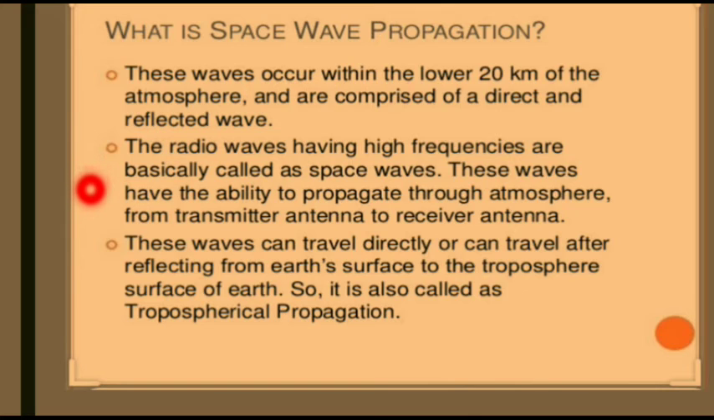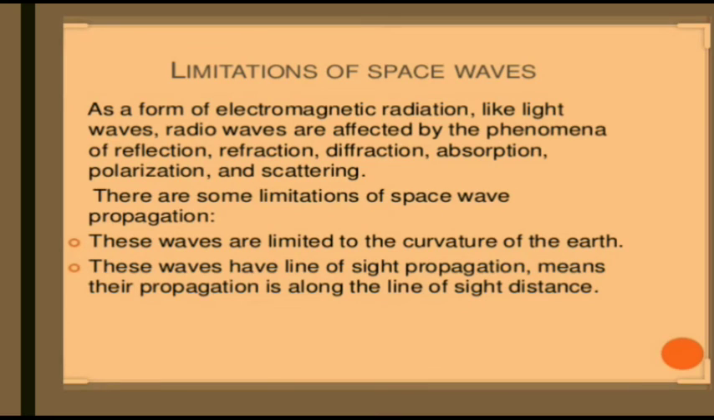These waves have the ability to propagate through the atmosphere from the transmitter antenna to the receiver antenna. These waves can travel directly or after reflecting from the earth's surface to the tropospheric surface, so it is also called tropospheric propagation. And see the limitations.